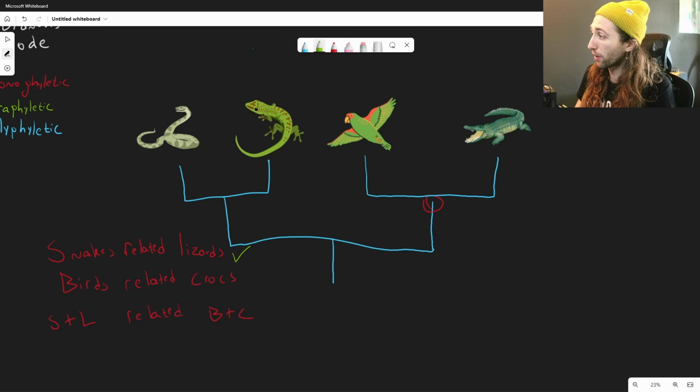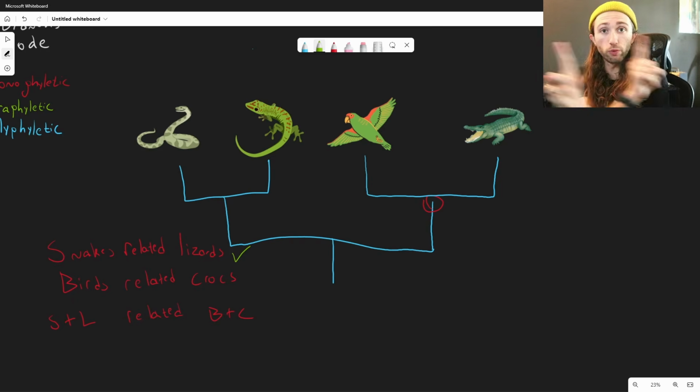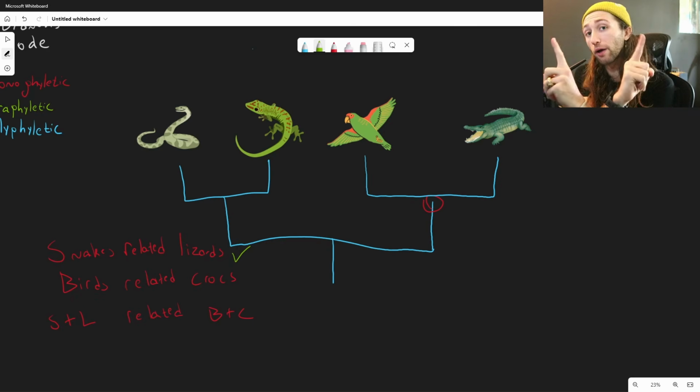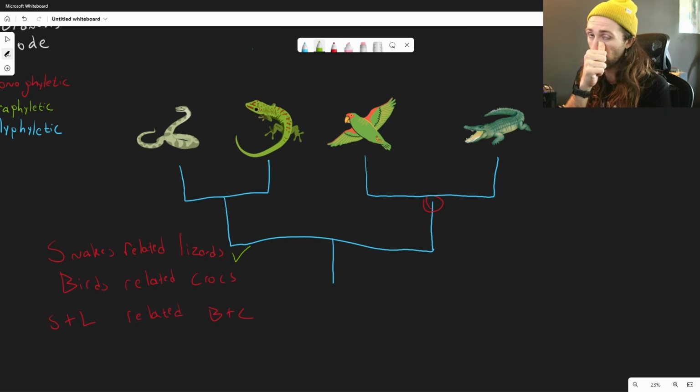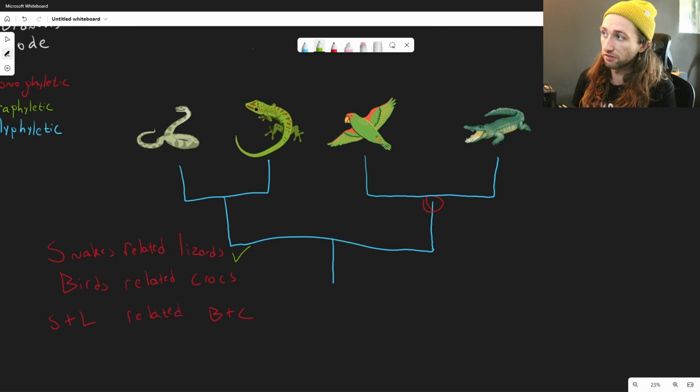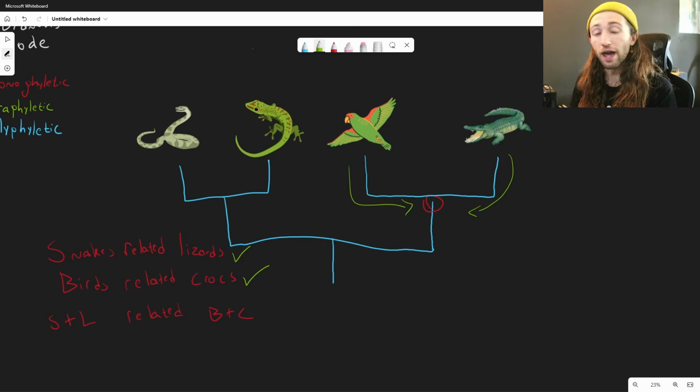We know that the birds are most closely related to the crocs. Now, is that still true? Because again, we've switched the placement, we've rotated around the node, the placement of the birds and the crocs. Well, the birds' most recent common ancestor is this node that is shared with the crocs. So this statement is still true. And then that last one, are the snakes and lizards still most closely related to the birds and the crocs? Well, looking at the nodes, yes.